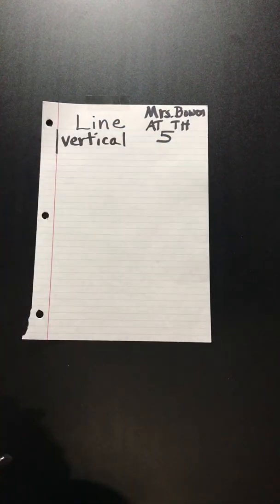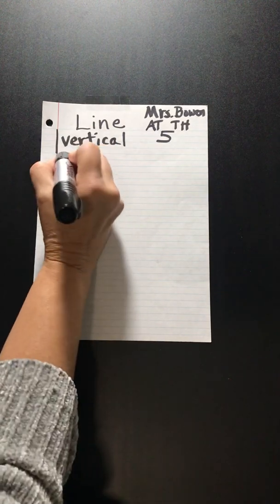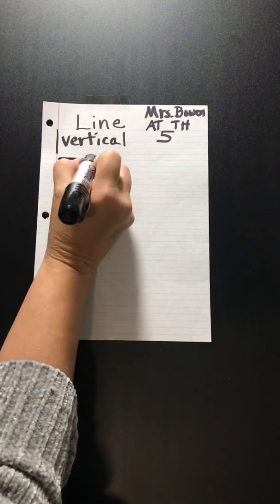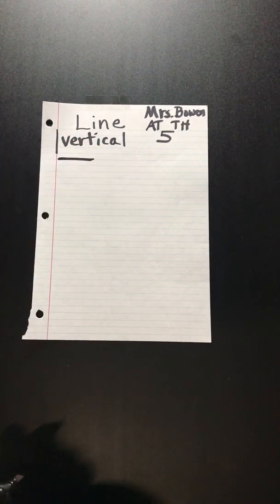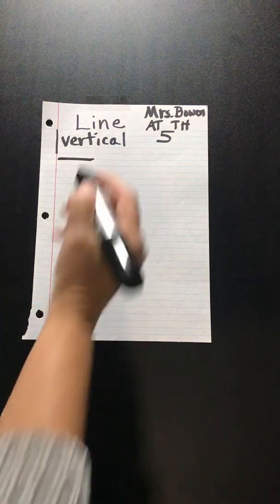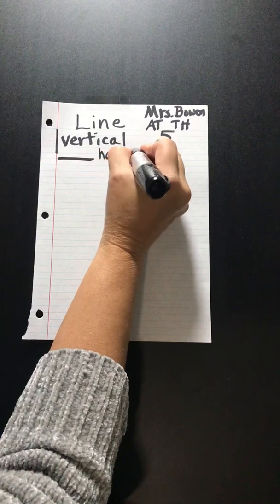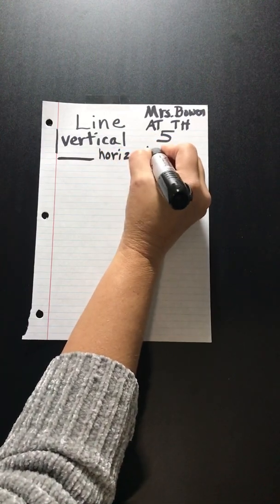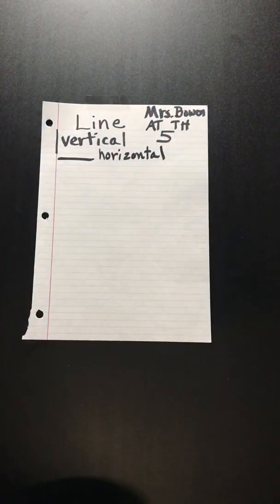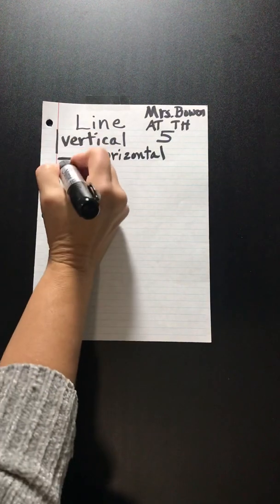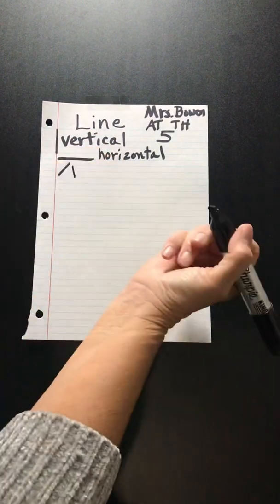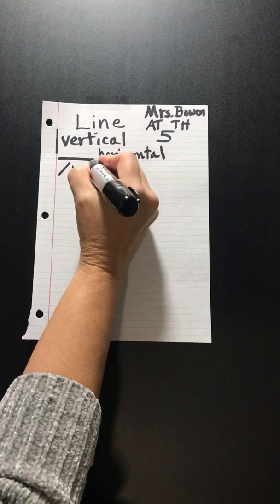Remember, if I'm going too fast, pause the video. Then we've got this kind of line. You can just trace over the blue one that's on your paper. What kind of line is that? Horizontal. All right, the next kind of line are the ones that go sideways. We call those diagonal.